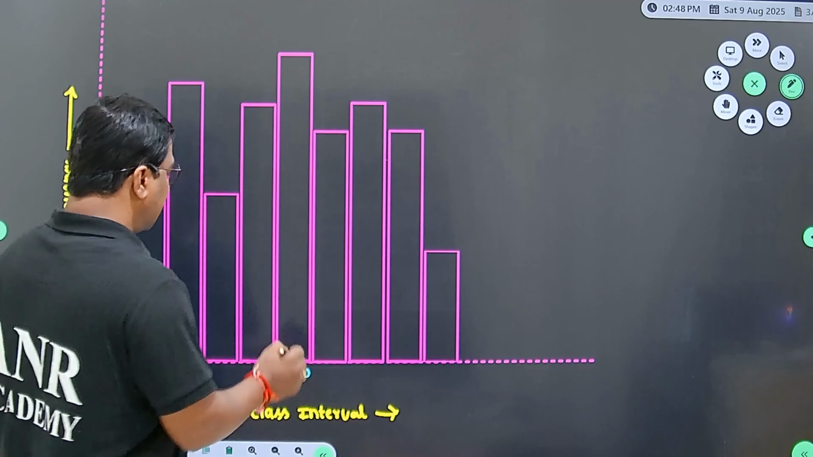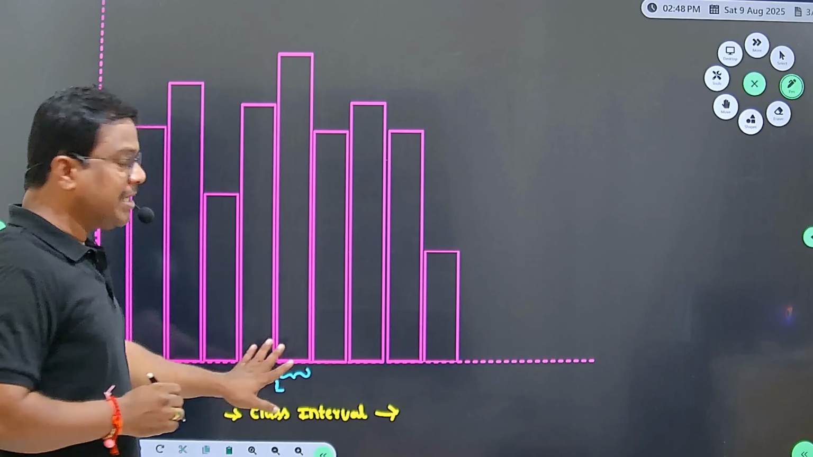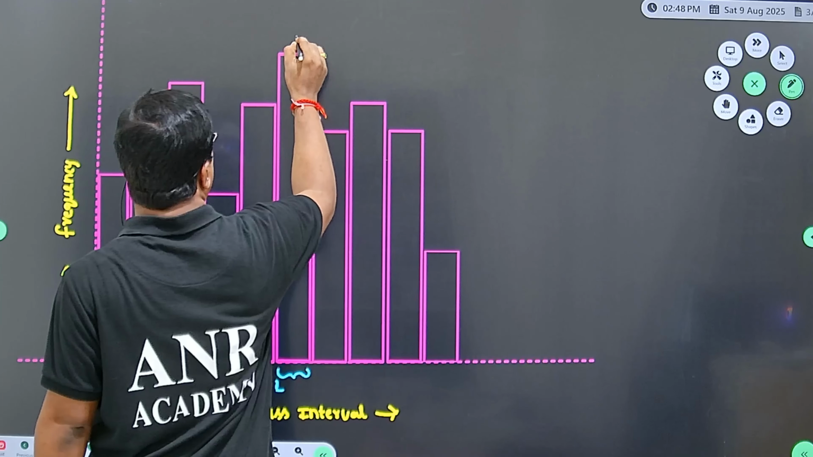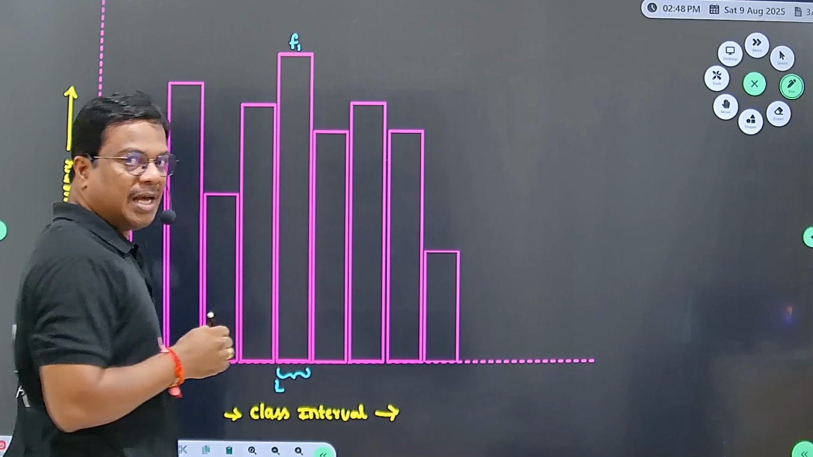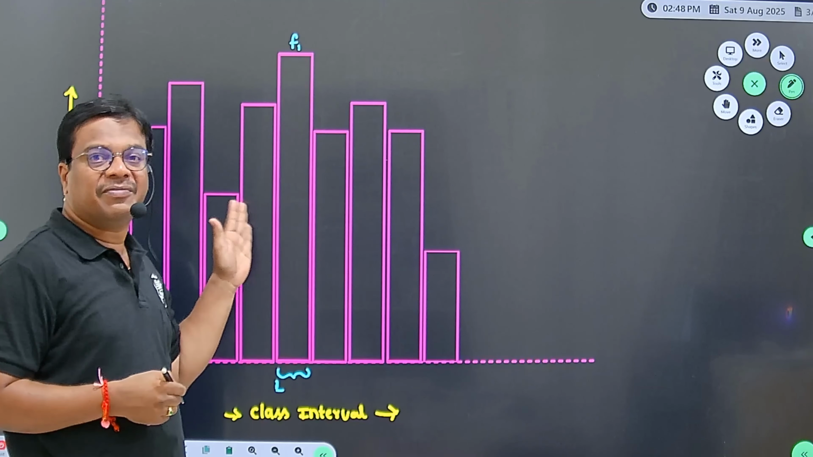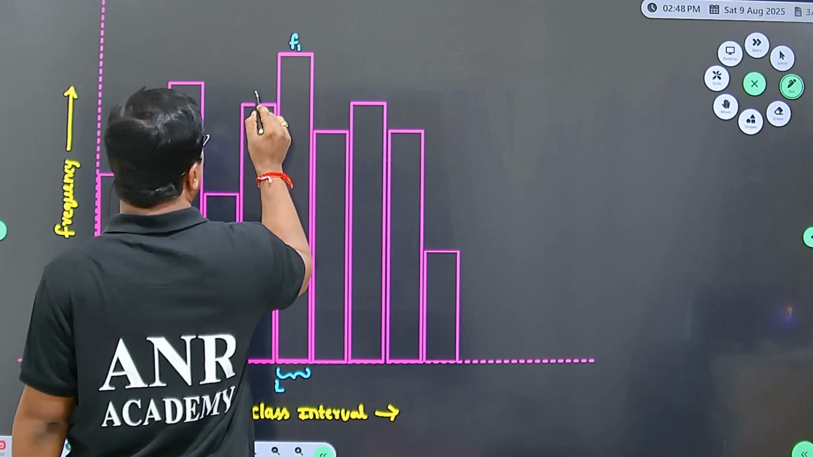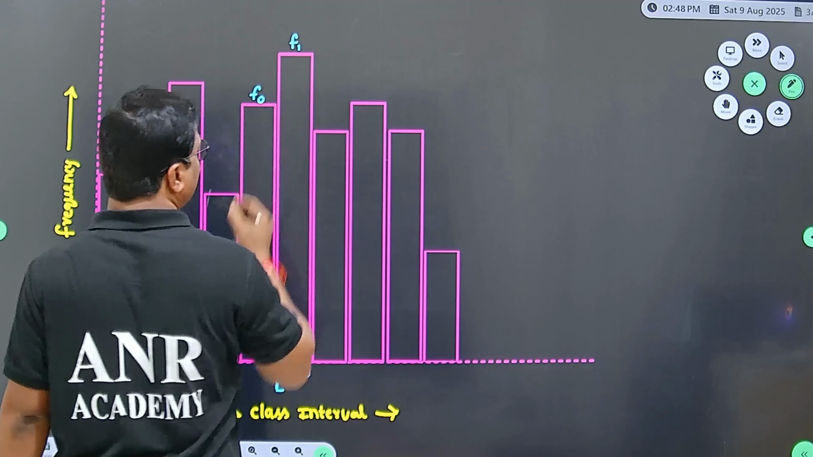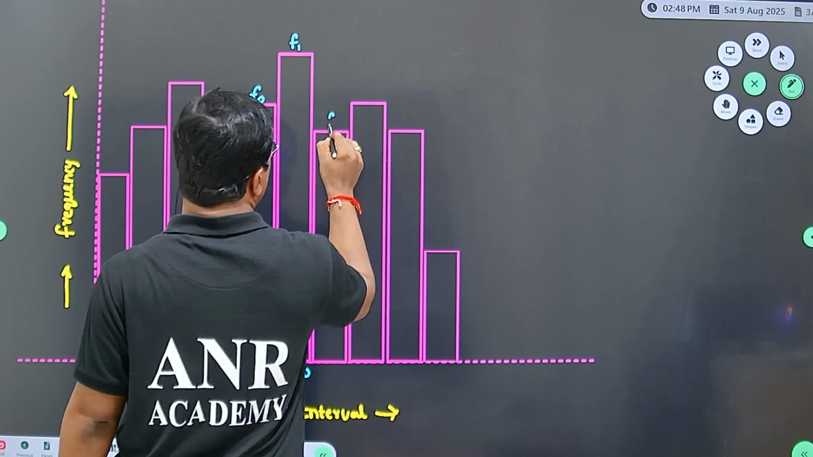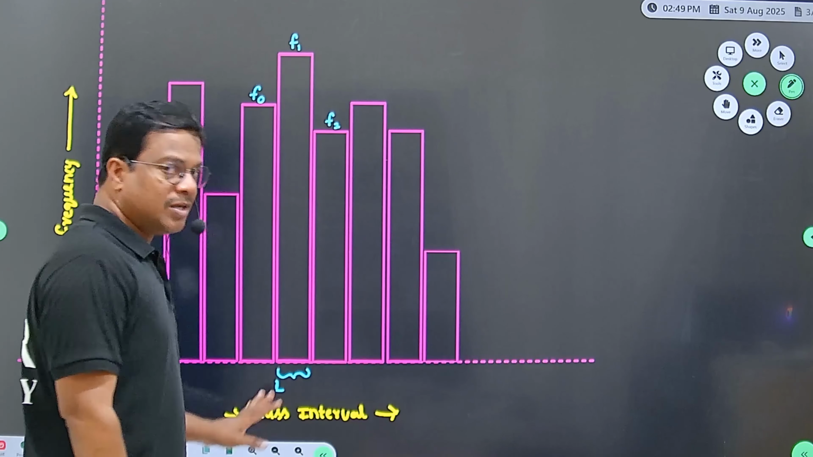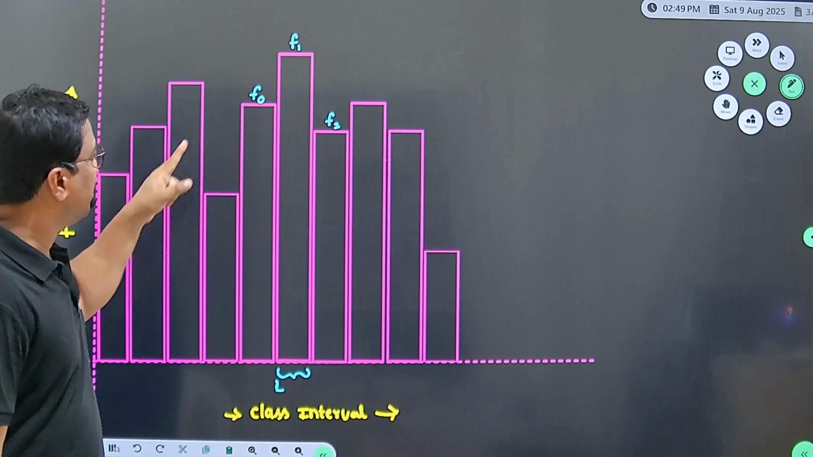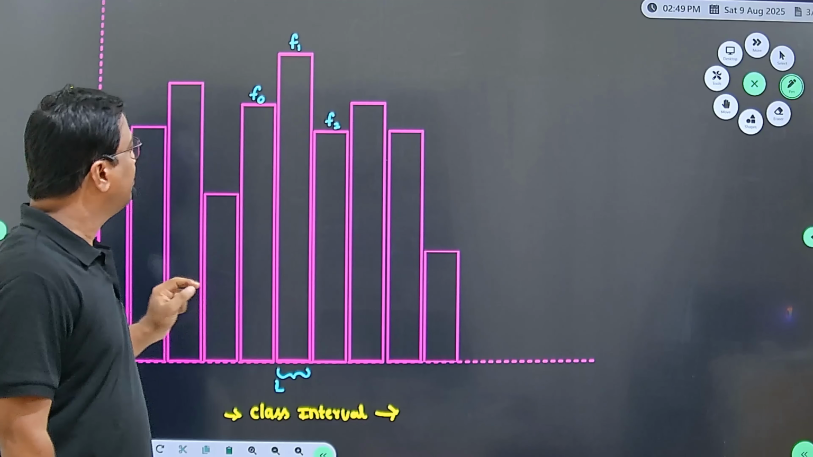Now suppose that the greatest frequency in the given data, the maximum frequency, is F1, I am going to select. Next, the preceding frequency of the modal class, assume that this is some F0, and the succeeding frequency of the modal class is F2. Just now we discussed the modal class, which is decided by the greater frequency. Yes, F1, F0, F2 are also mentioned in the graph.